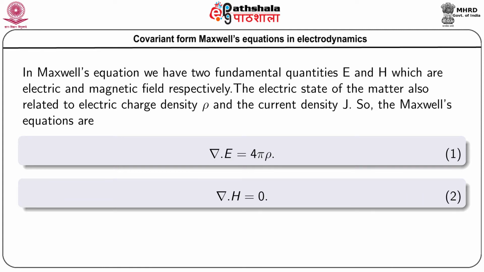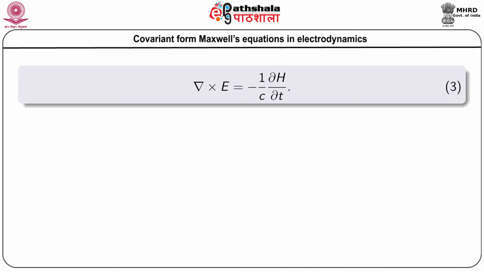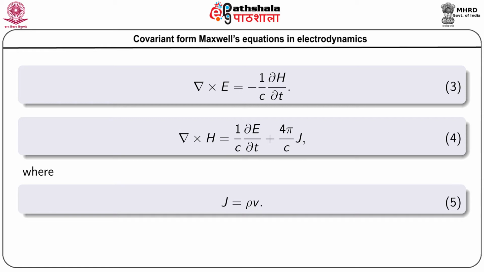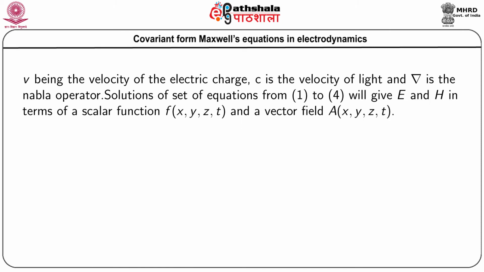del dot E equals to 4 pi rho, del dot H equals to 0, del cross E equals to minus 1 by C del H del T, del cross H equals to 1 by C del E del T plus 4 pi by C J, where J equals to rho V. So, V is the velocity of the electric charge and C is the velocity of light and del is the Nabla operator.